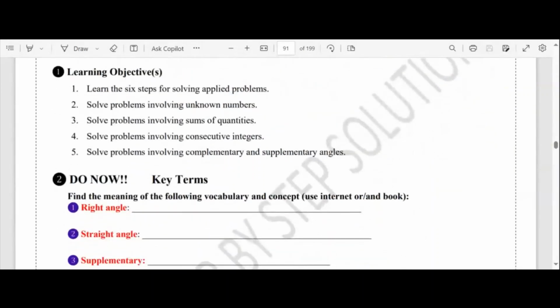1. Learn the 6 steps for solving applied problems. 2. Solve problems involving unknown numbers. 3. Solve problems involving sum of quantities. 4. Solve problems involving consecutive integers. 5. Solve problems involving complementary and supplementary angles.